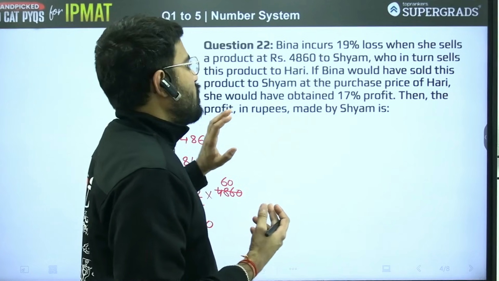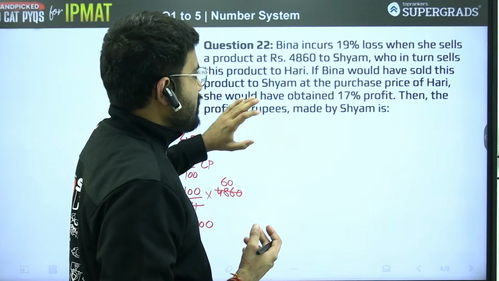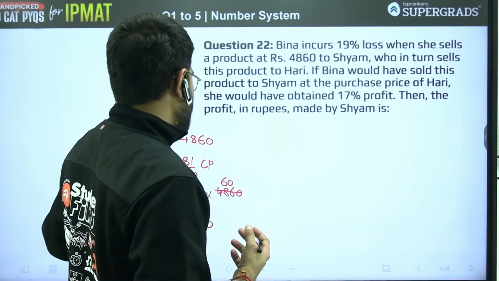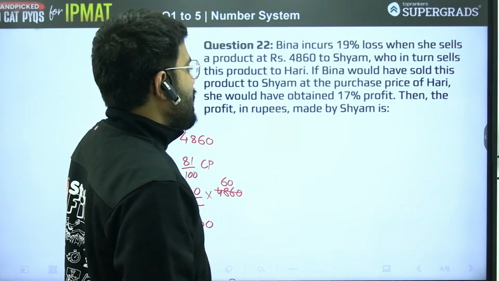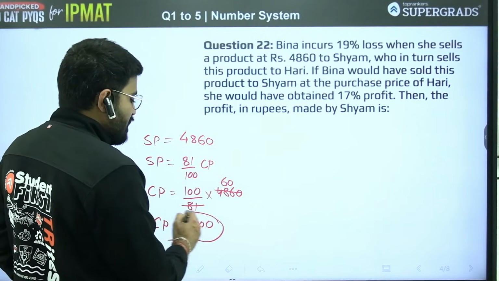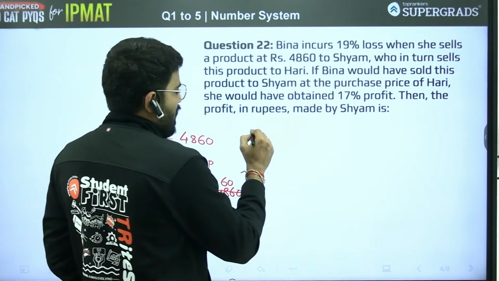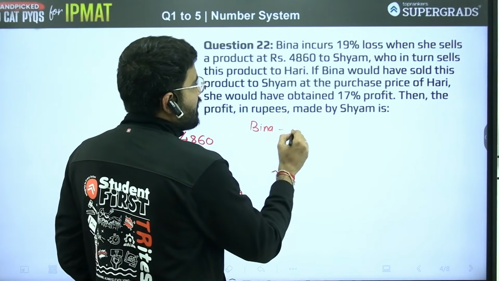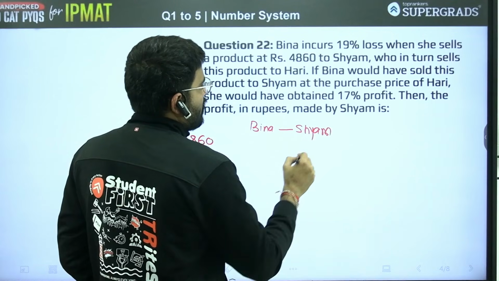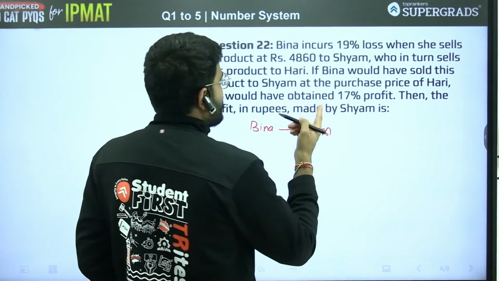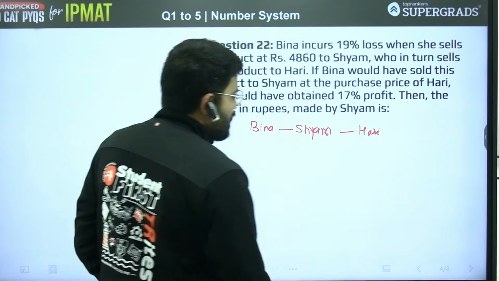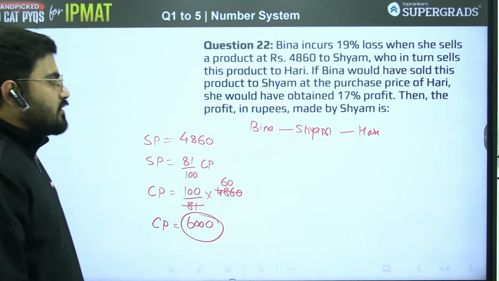Let's look at it. Who in turn sells this product to Hari? If Bina would have sold this product to Shyam at the purchase price of Hari, she would have obtained 17% profit. So who is selling? Bina is selling to Shyam. And Shyam, who in turn sells this product to Hari. Shyam sells to Hari. So this is the chain of the supply, how it is going in the flow.